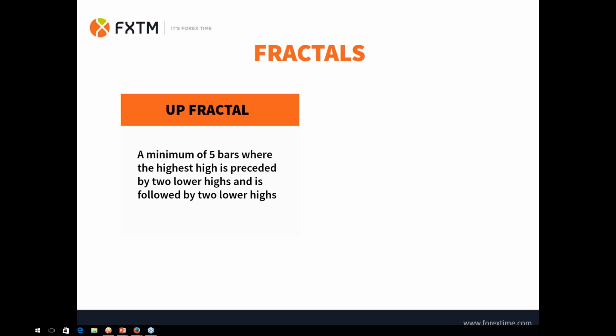5 bars or candlesticks where the middle one is higher than all of them. Is that clear? Don't get confused, it's that easy. The middle bar is higher than the other 4 bars. Nothing else. Very good. Any question, guys? Is it clear now?